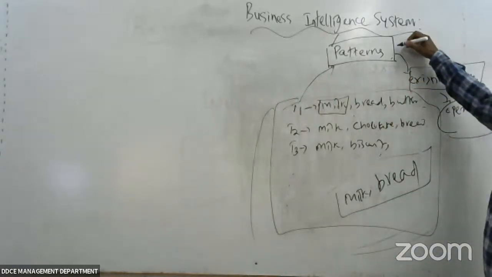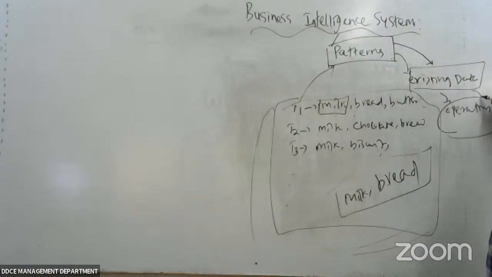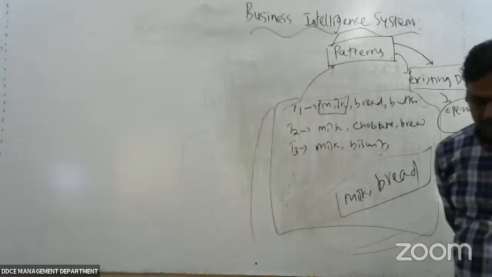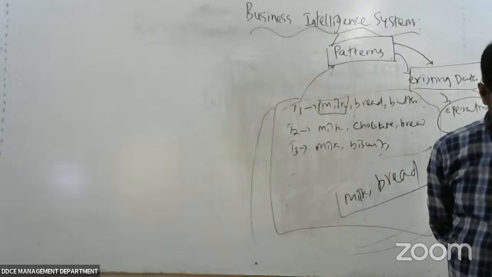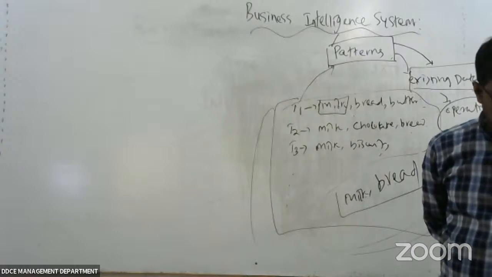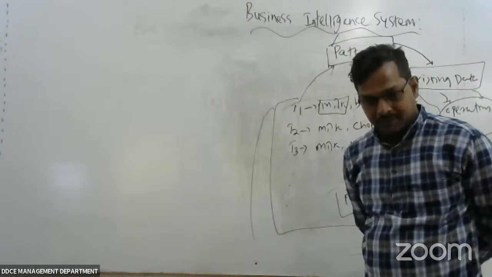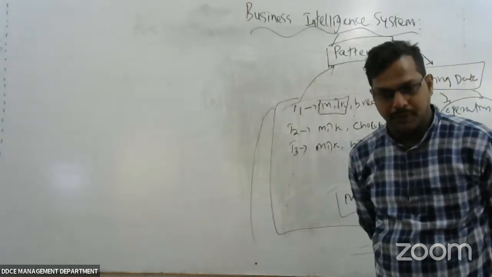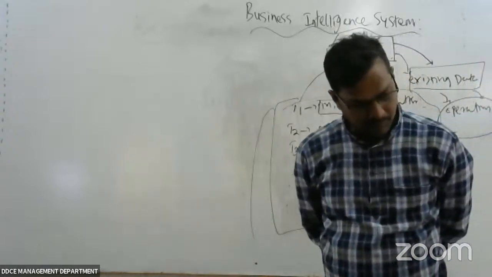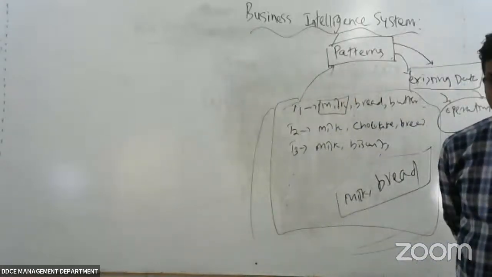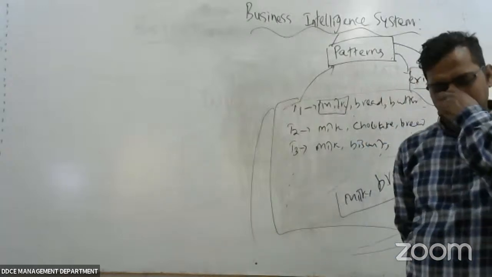So the patterns come from the existing data. Existing data generally comes from the operations. That is important. First of all, business intelligence is basically a system used for finding patterns. This is the intelligence system used for finding patterns from existing data. Where will we get the existing data? From operations. So that is the complete definition.